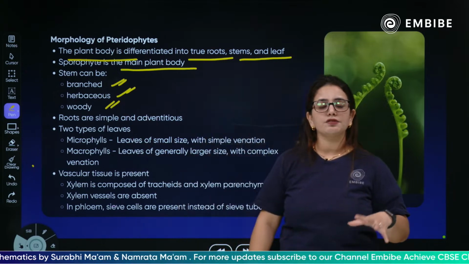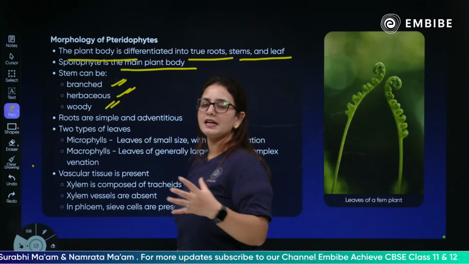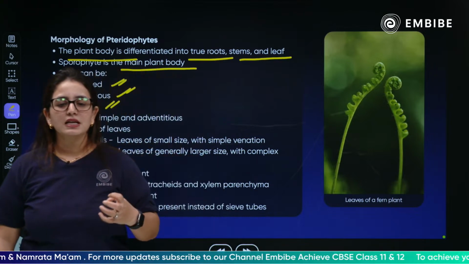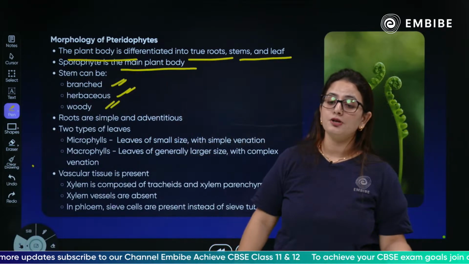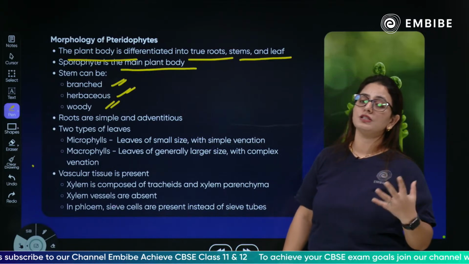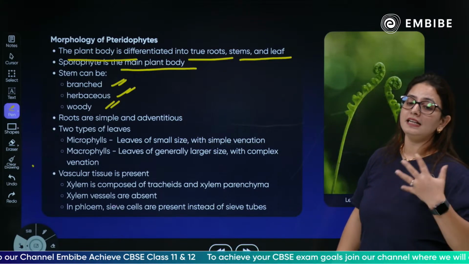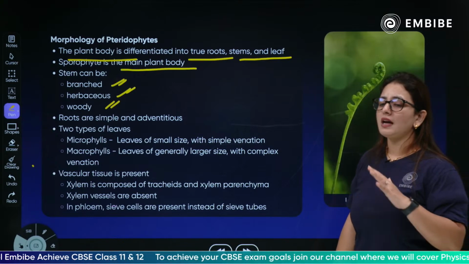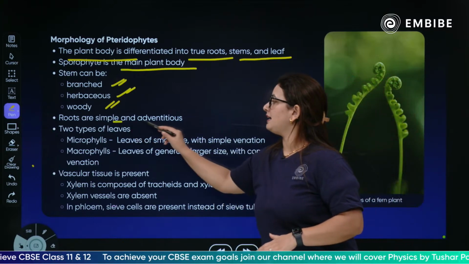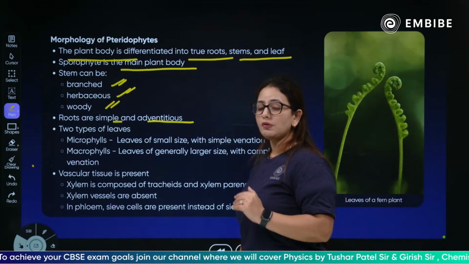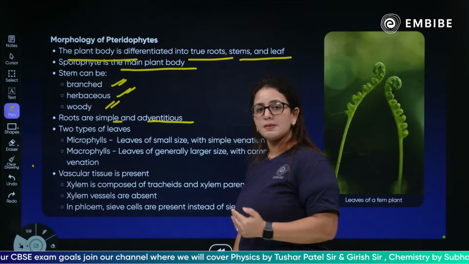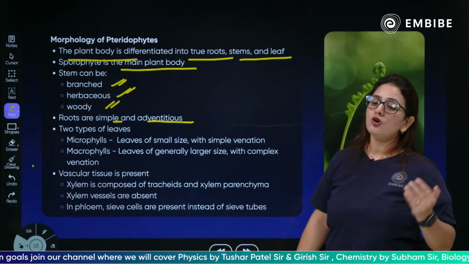Yes, the kind of stem present in the pteridophytes is woody, herbaceous, and also branched. These are the kinds of stem found in the morphology of the pteridophytes. The roots are absolutely simple and adventitious. Yes, adventitious roots are found in the pteridophytes.